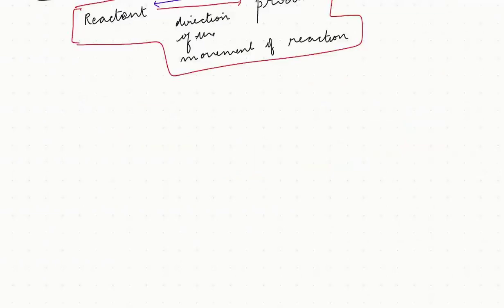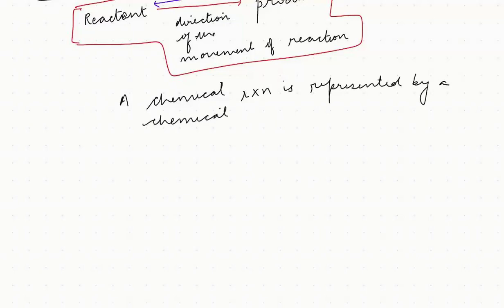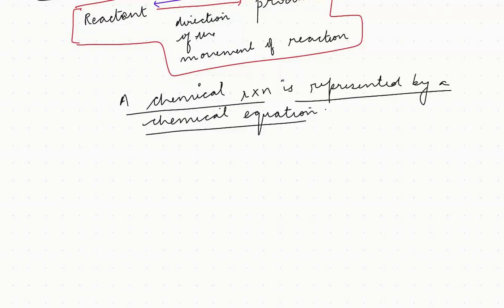Now, but understand, a chemical reaction is represented by a chemical equation. I hope you're writing now. A chemical reaction is represented by a chemical equation, right? So when a chemical reaction is represented by a chemical equation, that means, let's suppose if I write down C plus O2, gives me CO2. So a chemical equation is actually the representation of a chemical reaction.